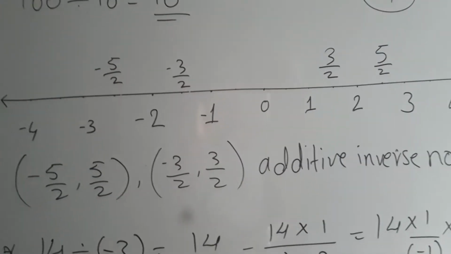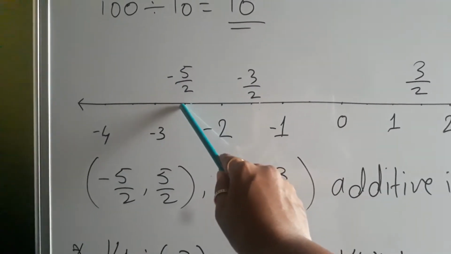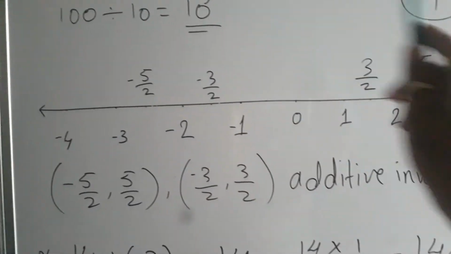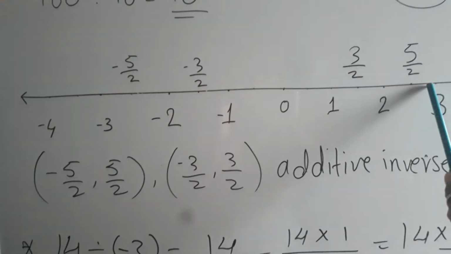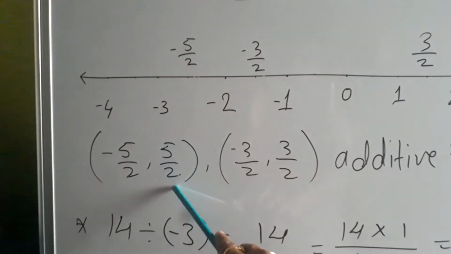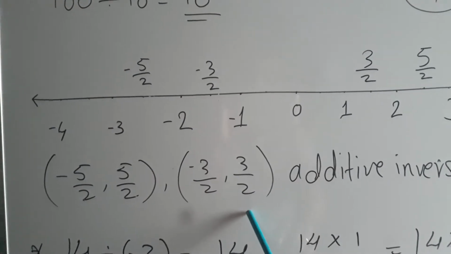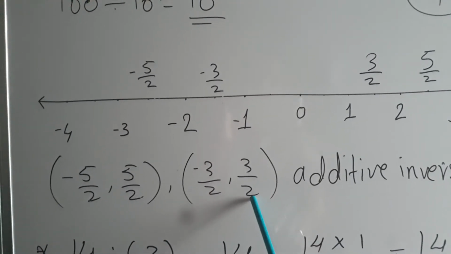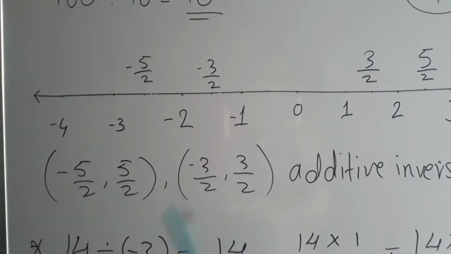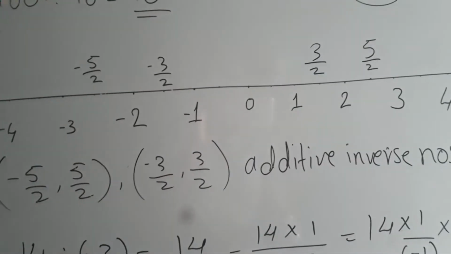Now what is more? I've selected these numbers so that you understand. Minus 5 upon 2 on the left side. Take 5 upon 2 on the right side. Okay, so these are the pairs. Minus 5 upon 2, 5 upon 2. Minus 3 upon 2 and 3 upon 2. Simply 3 upon 2 means it's plus 3 upon 2. So it is minus 5 upon 2 plus 5 upon 2. Minus 3 upon 2 plus 3 upon 2.